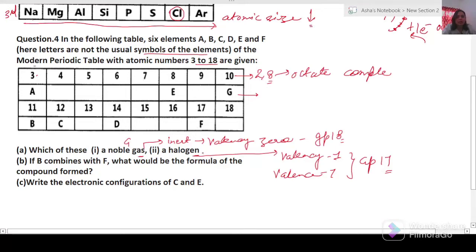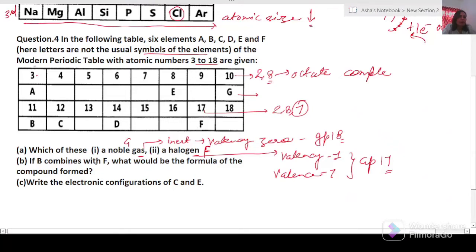Now halogen. A halogen should have 7 valence electrons. So if you see 17, it is 2, 8, 7, so 7 will be the valence electrons. So valency will be 1 because it needs 1 more to complete its octet. And obviously it will be in group 17 itself. So F will be the halogen here.